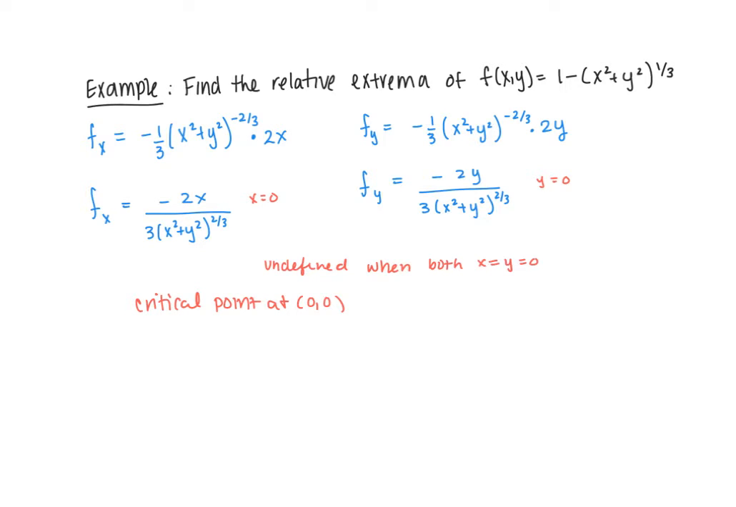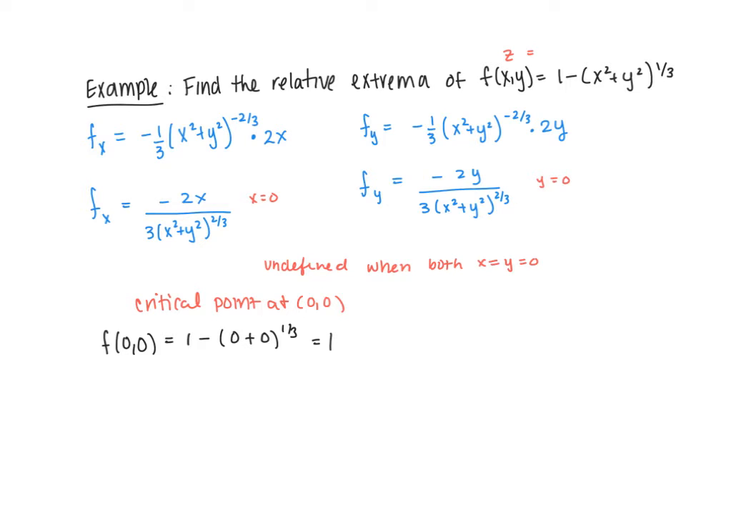And so I'm going to see what the function evaluated at (0, 0) equals. Because remember, f of x, y is the same thing as saying z equals. So we can find that z value, the height value. So I'm going to plug in (0, 0). F of (0, 0) is 1 minus 0 plus 0 to the 1/3, which is just 1.